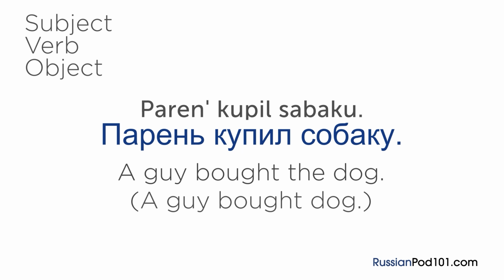Russian uses the same word order as English, SVO. Парень купил собаку. Парень, the subject, a guy, goes first. Купил, the verb bought, goes second. And собаку, the object dog, goes last. This means that you can create any basic sentence in Russian simply by exchanging the English words for Russian words using a dictionary and still be understood. Isn't that easy? In fact, Russian word order is much more flexible than English.